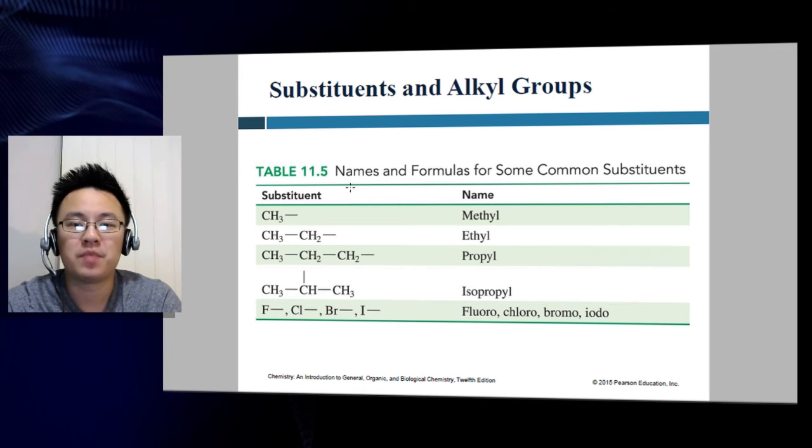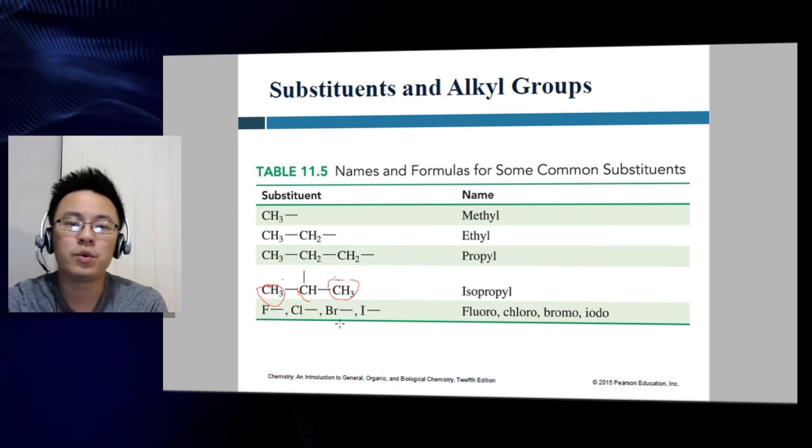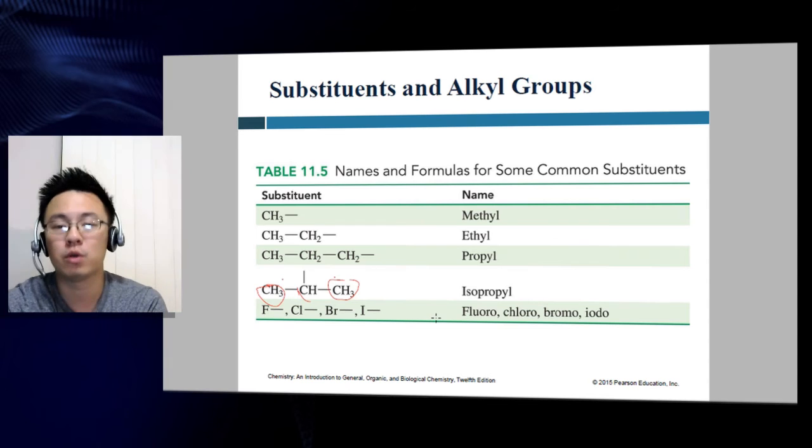For example, some examples of methyl group is a CH3 substituent. Ethyl has 2 carbons, a propyl has 3, so you get the pattern here. An isopropyl has an equal number of carbons on both sides of a particular carbon here. So there are 3, 1, 2, 3. It's iso because the left and the right side contain the same number of carbon substituents. And of course, if we were to have fluorine, chlorine, bromine, and iodine, we would have fluoro, chloro, bromo, and iodo.